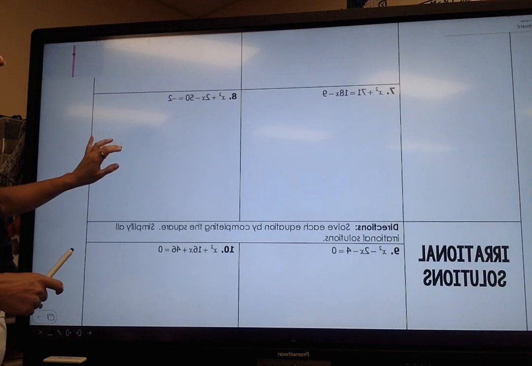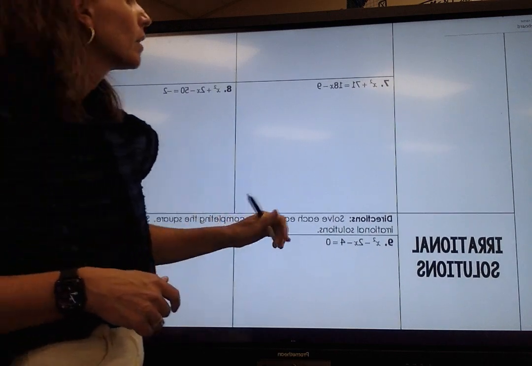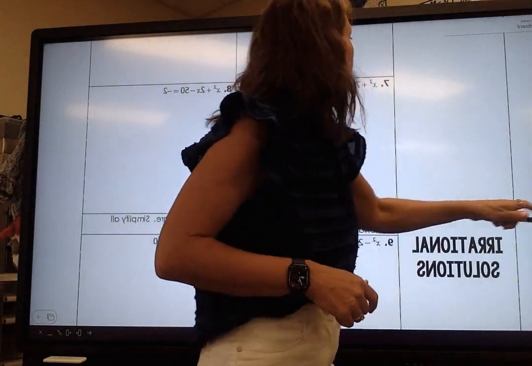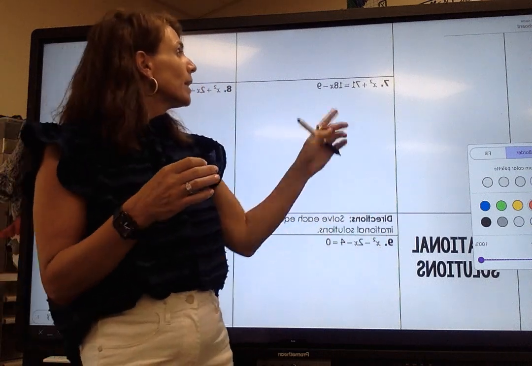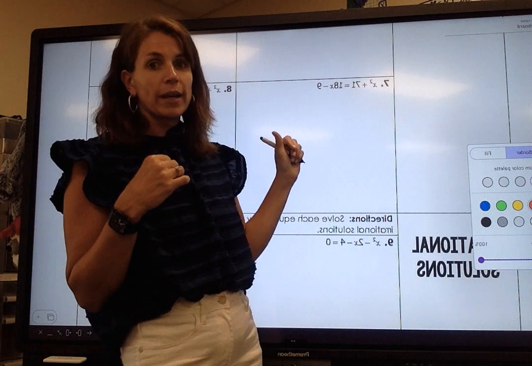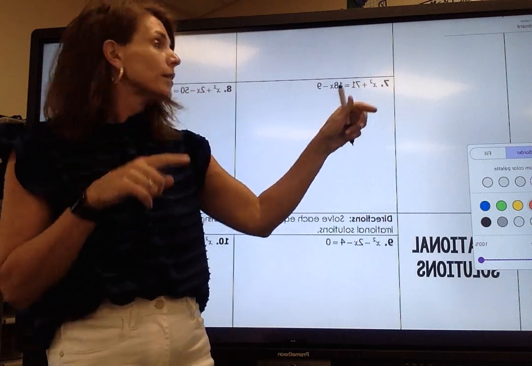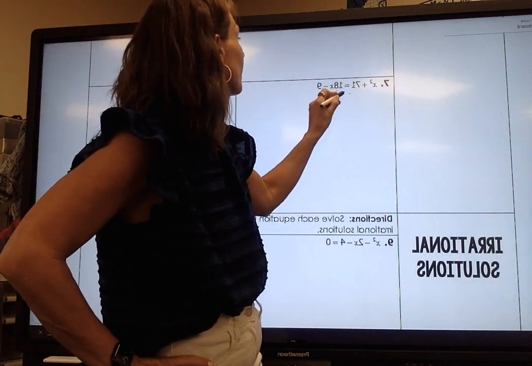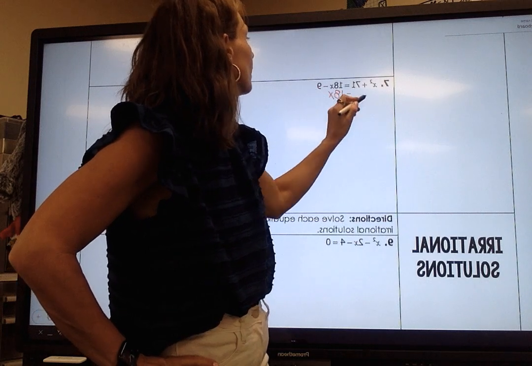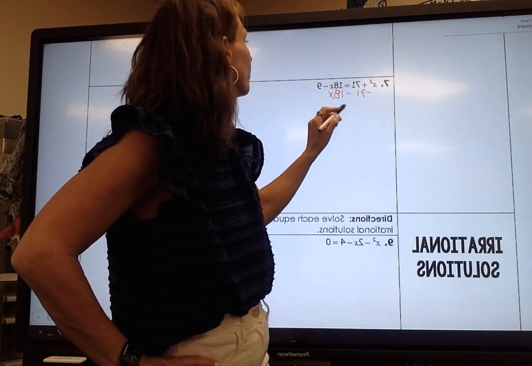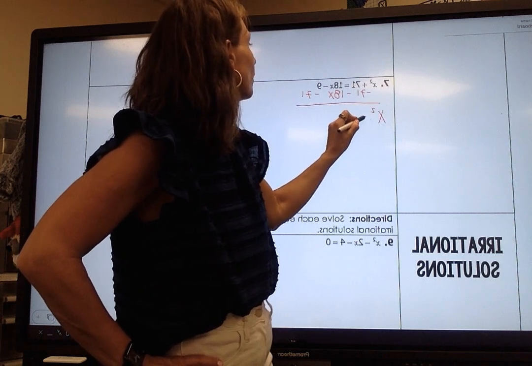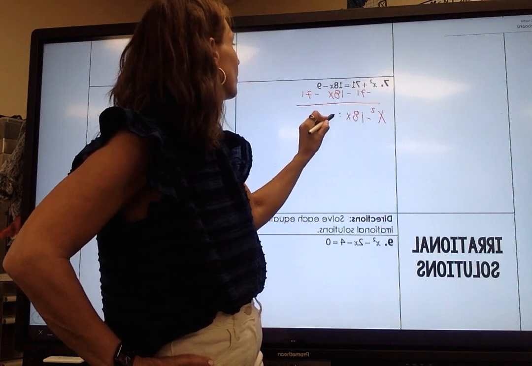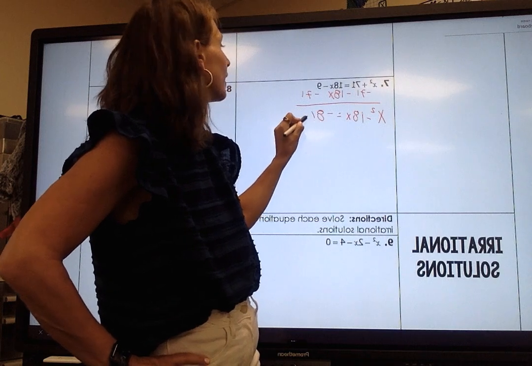All right, let's take a look at number 7 and 8. Let's do 7 and 8. All right. This is not a perfect square. It's not even set up right. So I'm going to keep my constant terms to the right and take my linear terms to the left. So I'm going to subtract 18x, and I'm going to subtract 71. So I get x squared minus 18x equals negative 80.